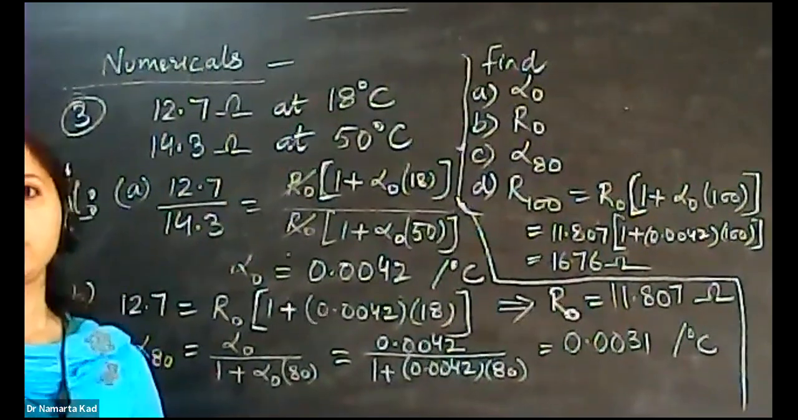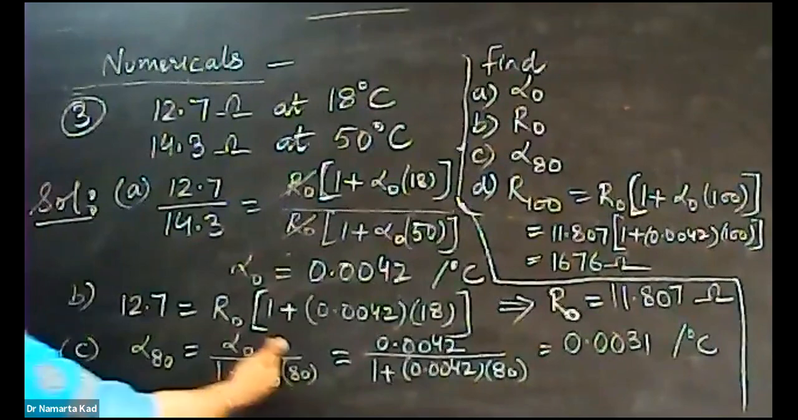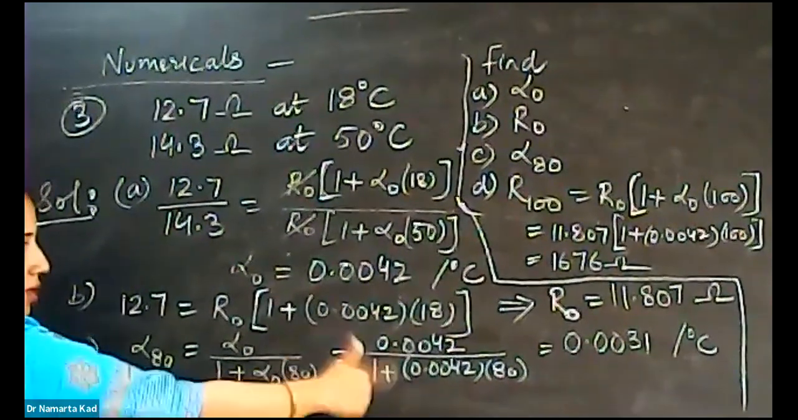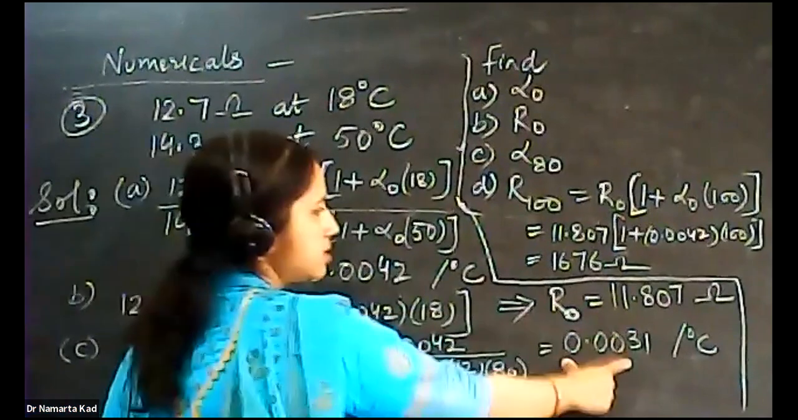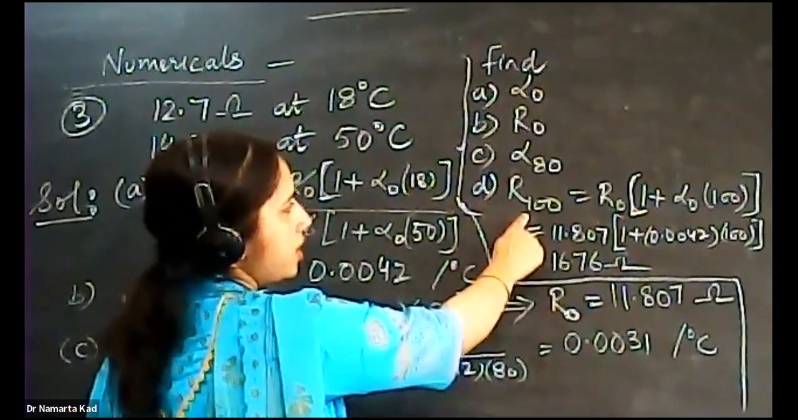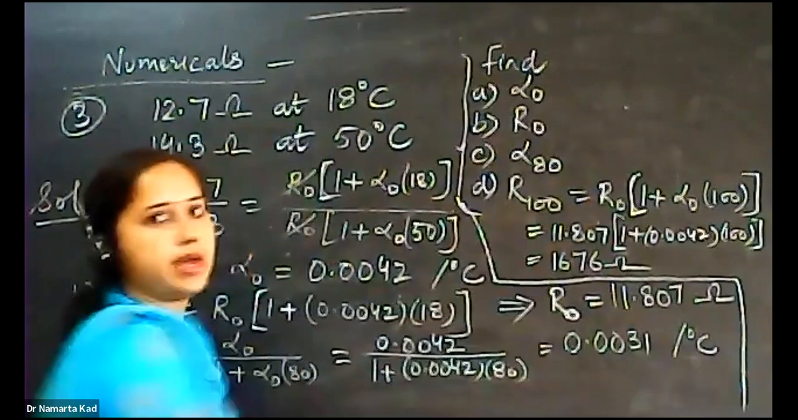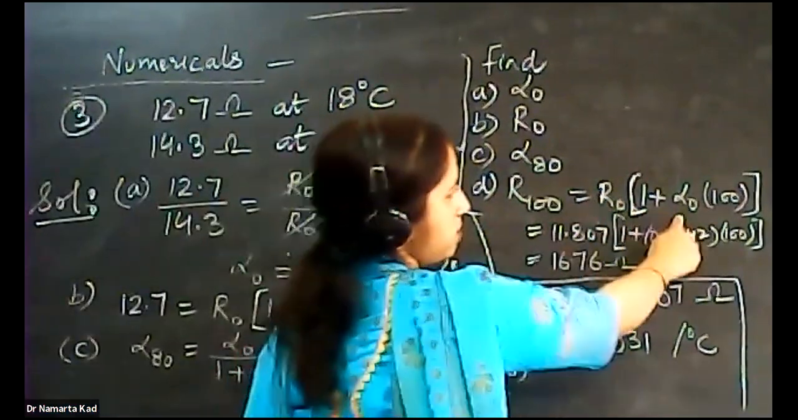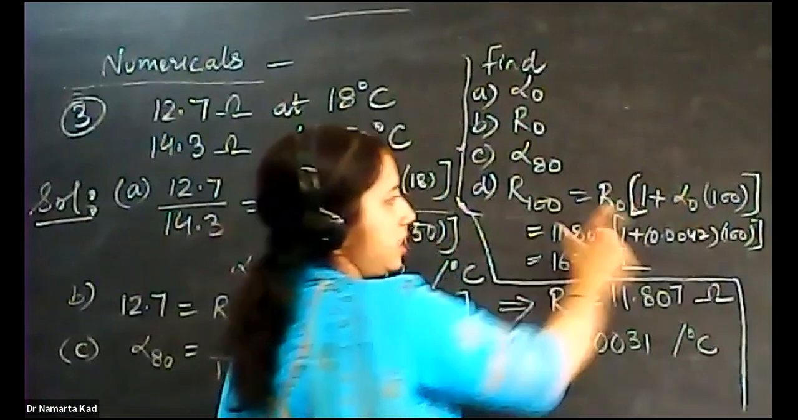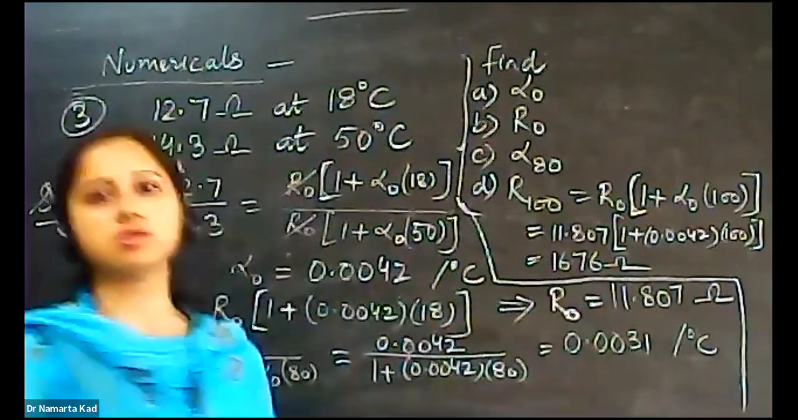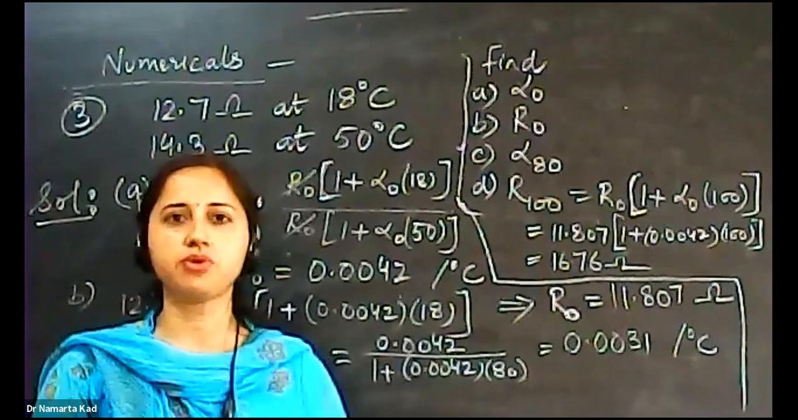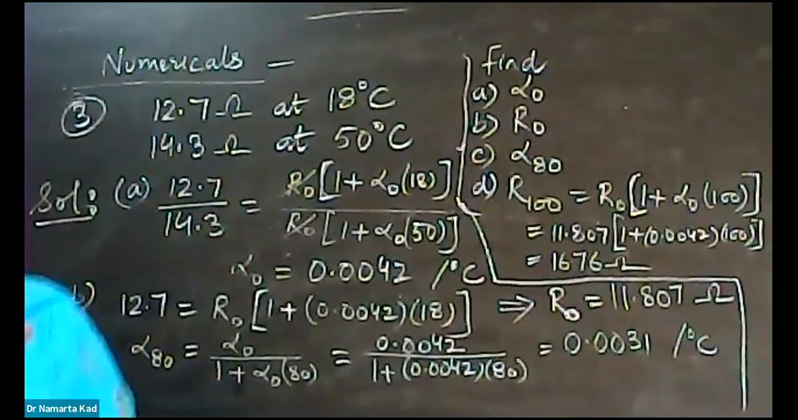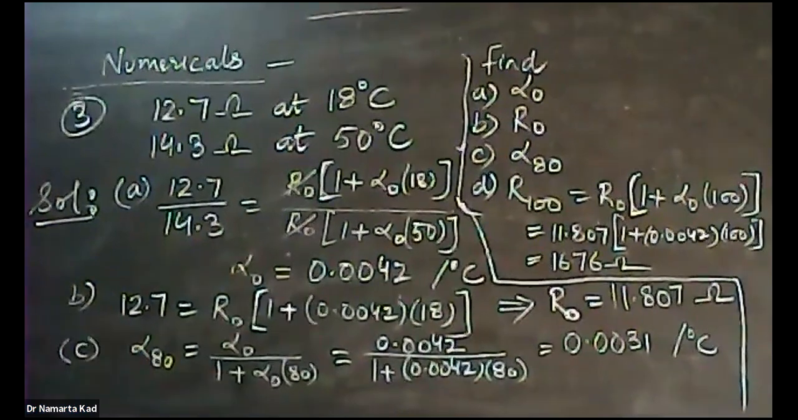And for C part, to calculate alpha 80, we are applying the formula, that is the relation between alpha naught and alpha 1. The same formula, alpha naught divided by 1 plus alpha naught T1. So by putting down the values, you get this answer. And finally for R100, again the basic formula as per the definition. So R100 is equal to R naught into 1 plus alpha naught into 100. And upon putting the values, the answer comes out to be 16.76 ohms. Okay, so these are the three numericals based upon the temperature coefficient of resistance.